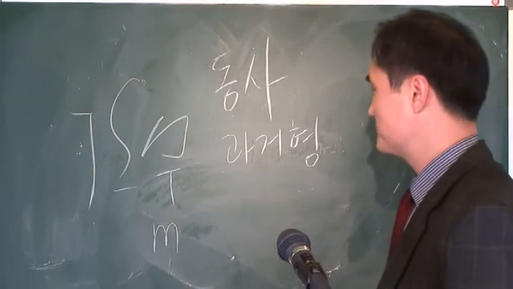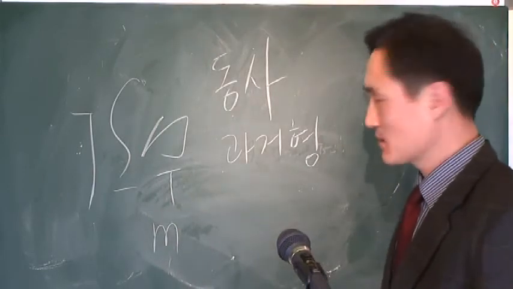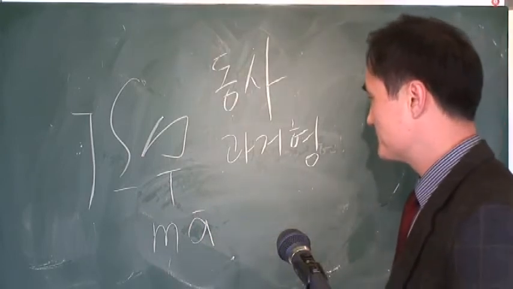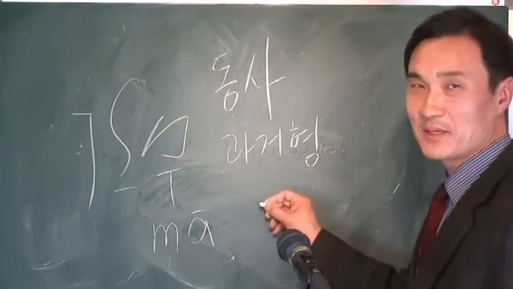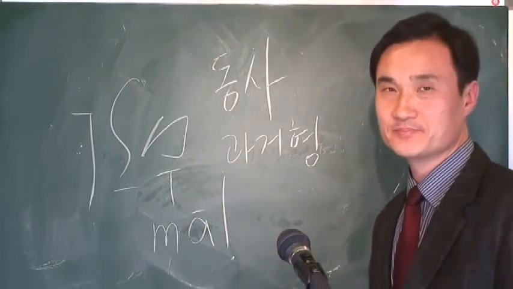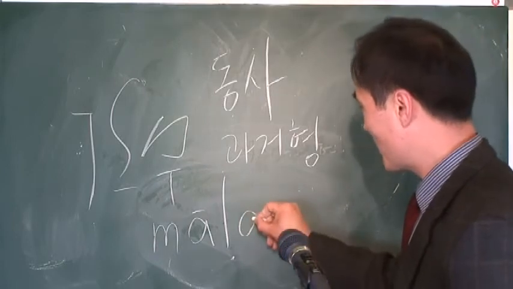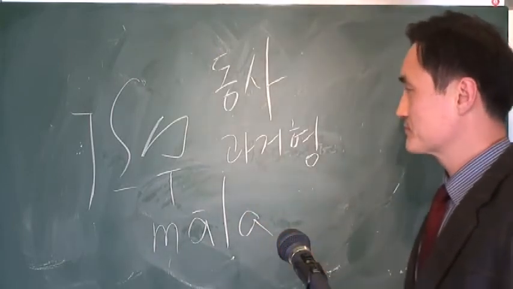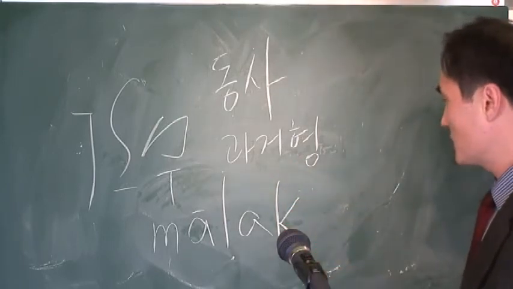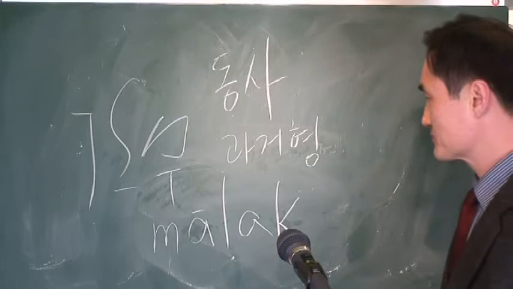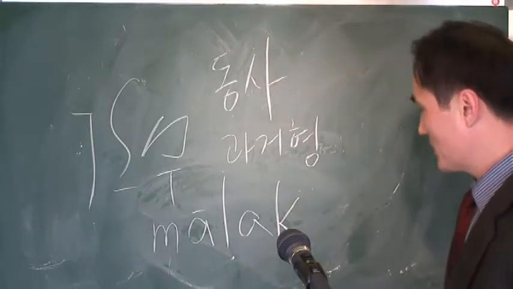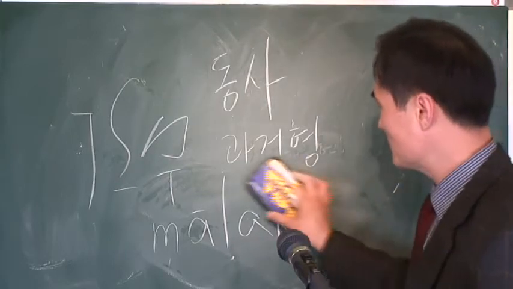I will explain this one more time. Mem is marked M, kamets is a long A, next lamed is L, next patak is marked with a short A, next kap is marked K. We would read this as malak.